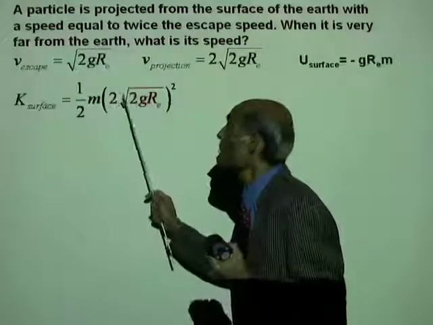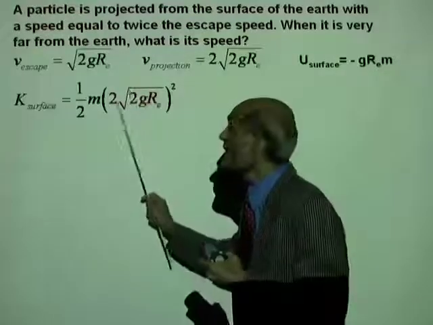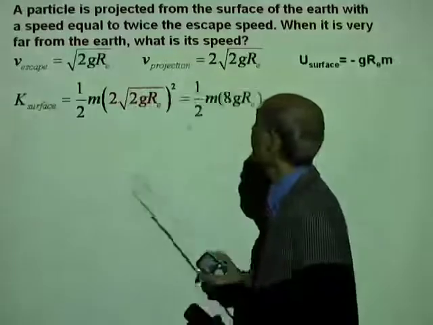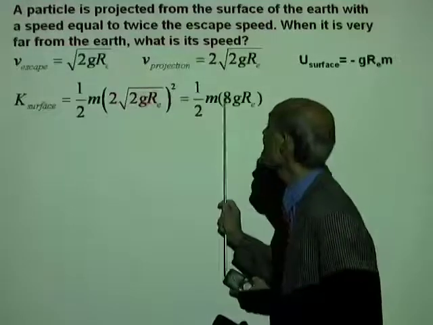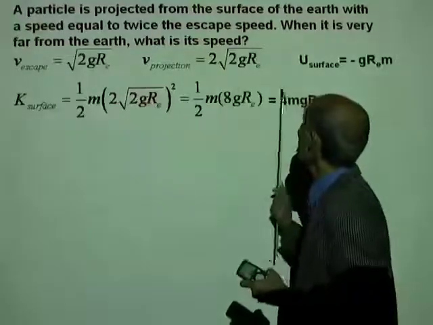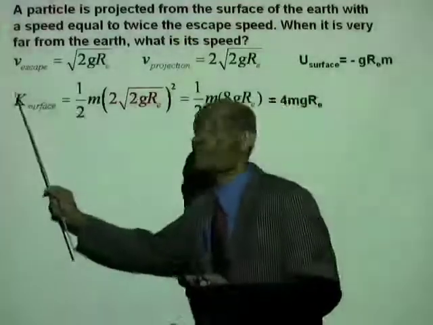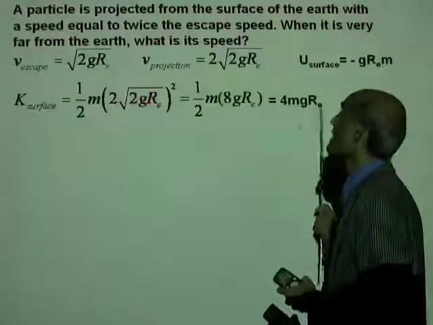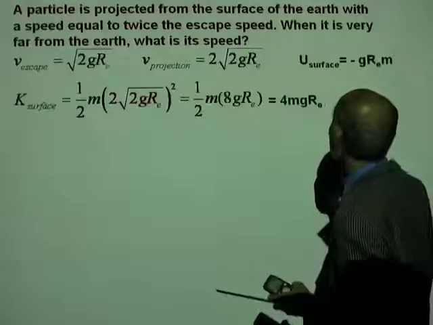And 4 times 2GRE will be 8GRE. And there is a 2 in the denominator. The 8 will go with 2, leaving a 4. So that will be 1/2 m times 8GRE. You know how we got 8. And now that will be equal to 4mGRE. So the kinetic energy on the surface of the earth is 4mGRE, and the potential energy is negative GREM.